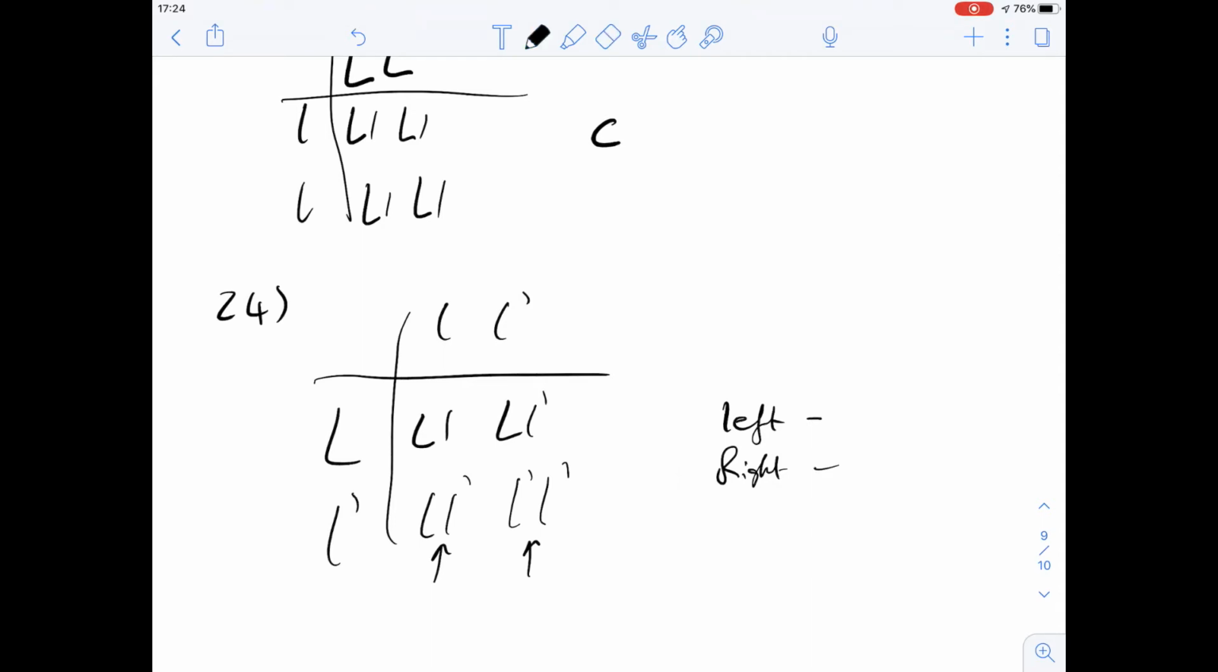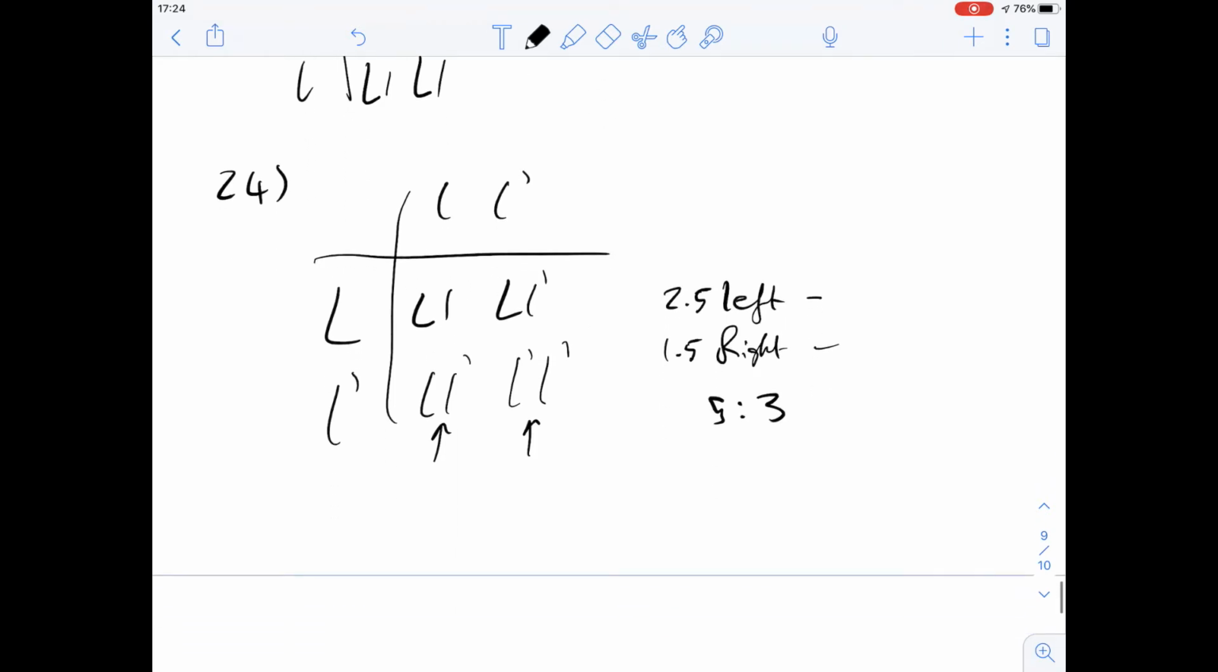So what does that mean for this then? Because out of 4, that means on average we'll have 2.5 fish with left eyes and 1.5 with right eyes. Obviously that gives us then a ratio of 5 to 3, which is a bit nicer. And so we know that 5 out of 8 will be left-eyed.